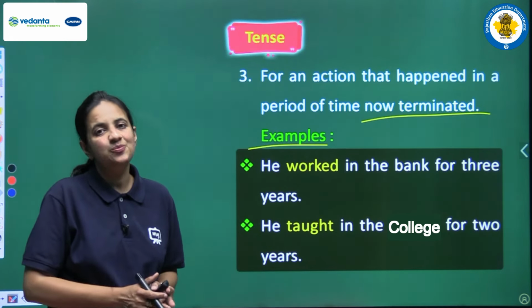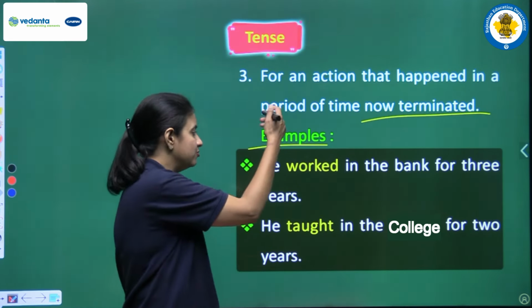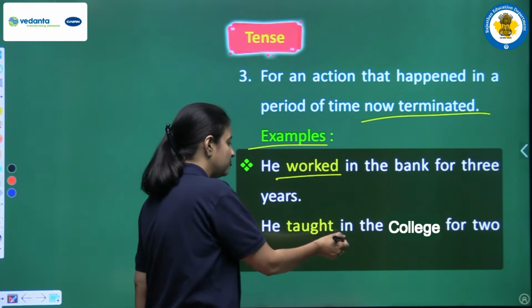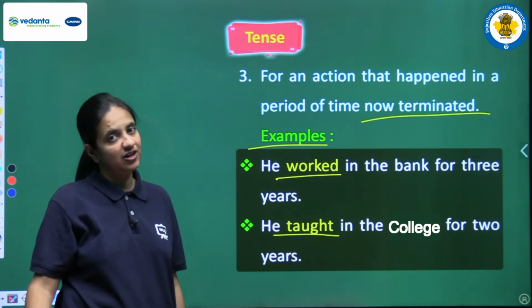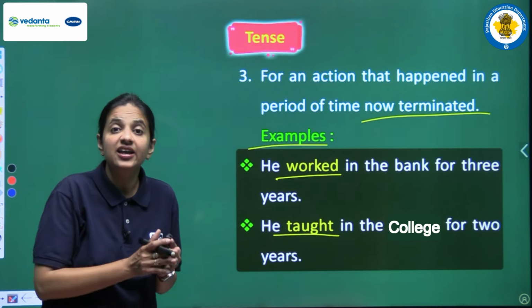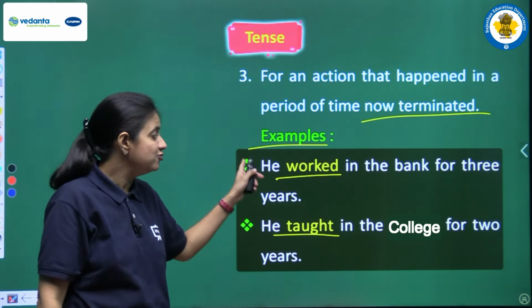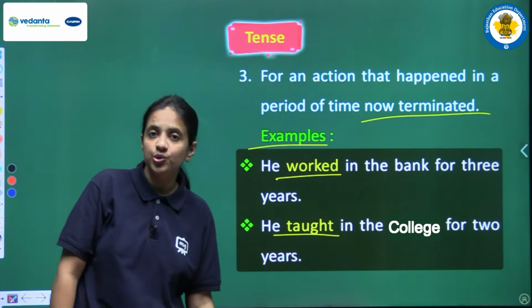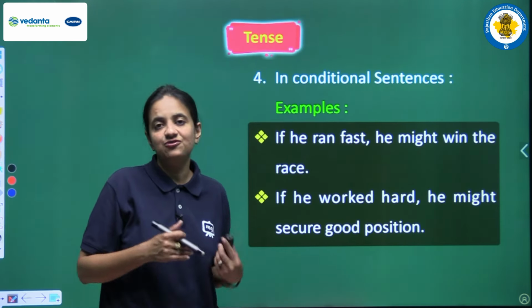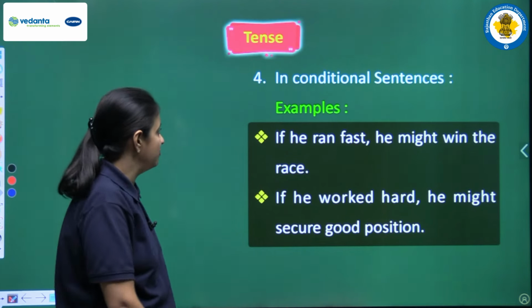So we will write past simple tense, and because both sentences are positive, this is the reason that we are having the second form of the verbs. And yes, did is not there in the sentence, did is totally hidden, and we are having: he taught in the college for 2 years.